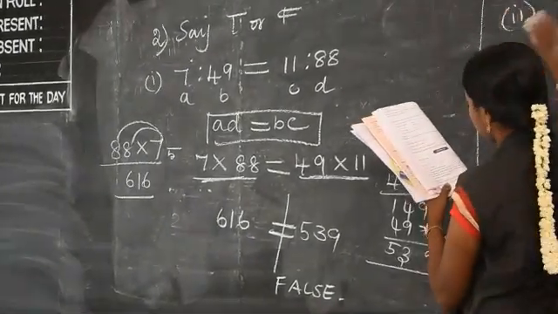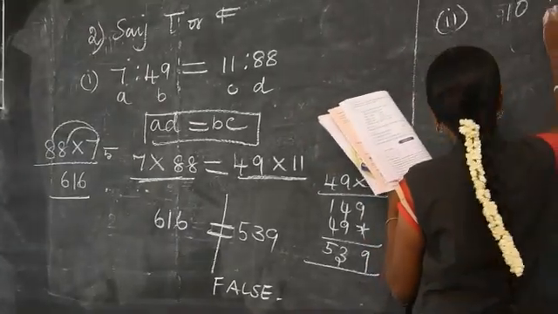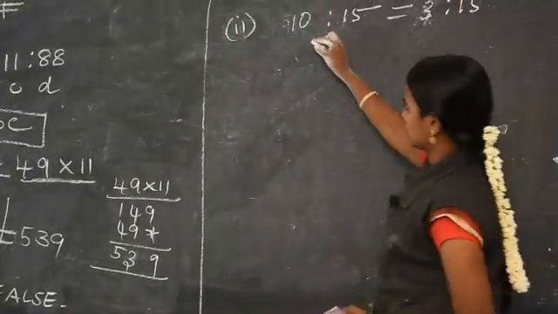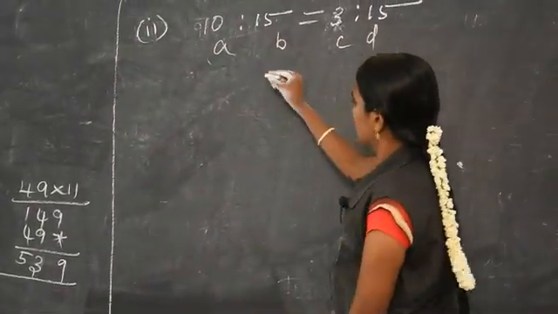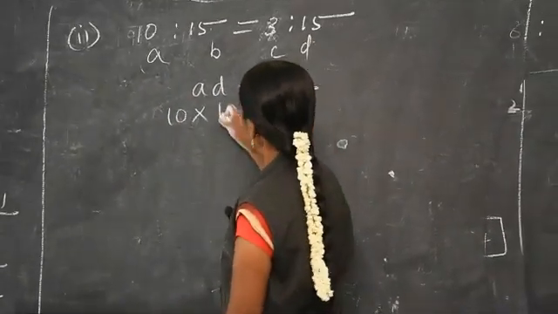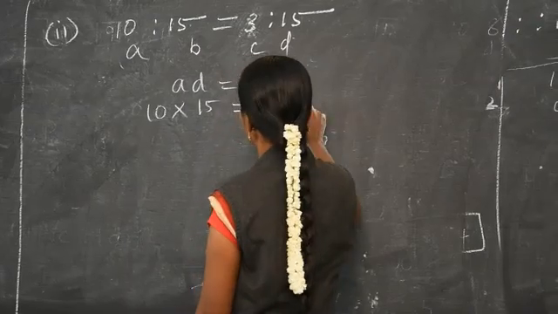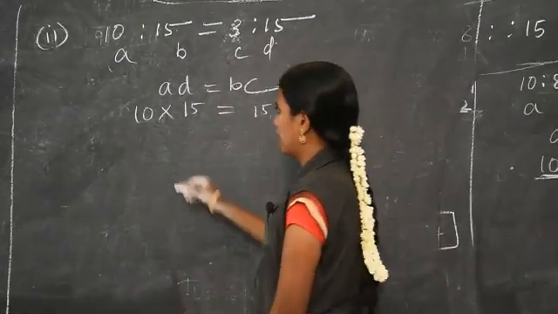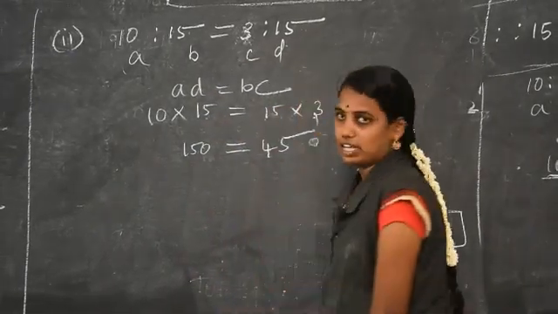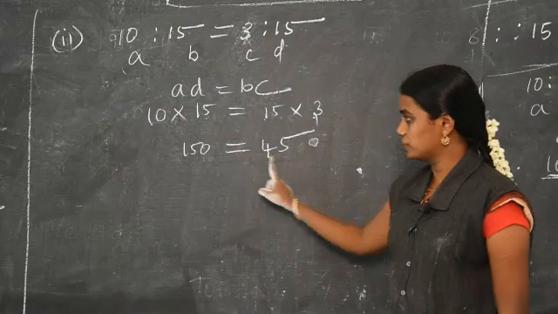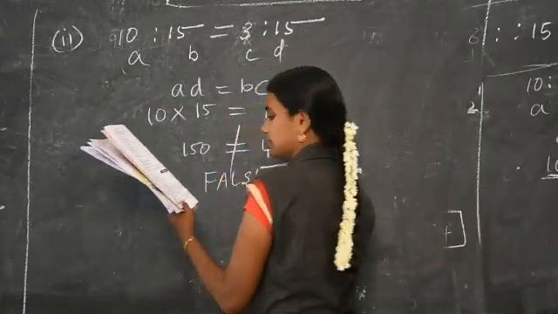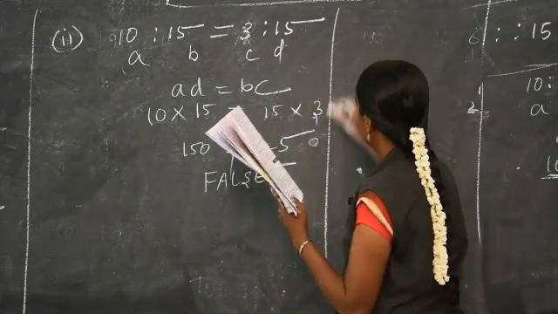Option 2, 10 books is to 15 books as 3 books is to 15 books. Okay, same A, B, C, D, AD equal to BC, 10 into 15, 15 into 3. Here multiply: 150, 15 3s are 45. Are they equal? 150 is different, 45 is different. So it is not equal, false statement. Likewise, option 3 also.